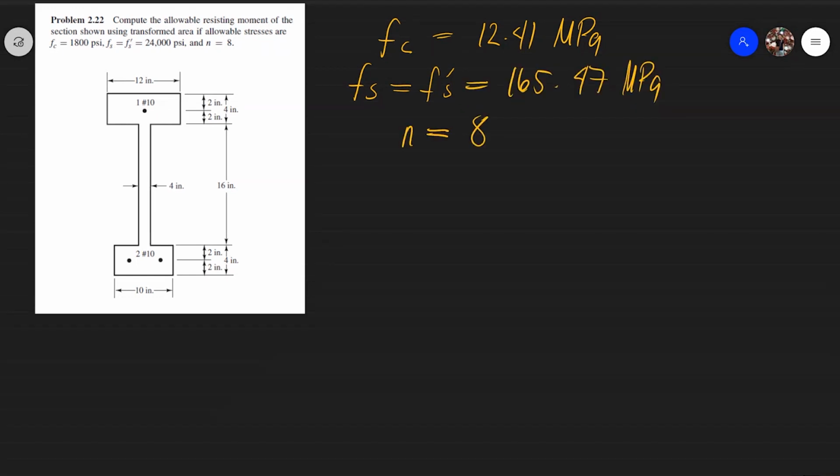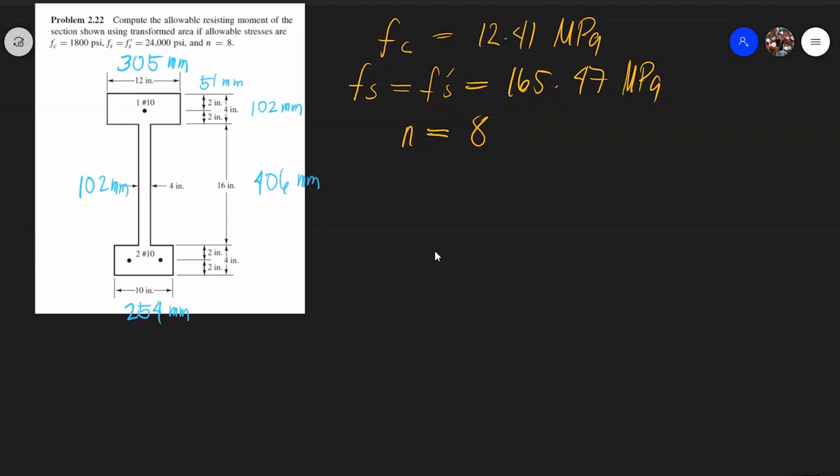In megapascal, that is 165.47. Your n is 8. 12 inches is 305 mm. 2 inches is 50.8, or just 51. Your 2 inches is 51 mm. So this is 102 mm. 16 inches is 406 mm. And your 10 inches is 254 mm. Can you see the dimensions? Yes, sir. 4 inches is 102 mm.